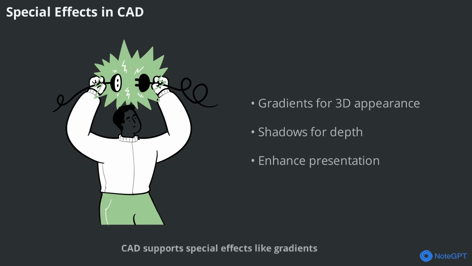CAD supports special effects like gradients and shadows to enhance visual presentation. Gradients suggest 3D surfaces and lighting, while shadows are produced in 3D rendering environments. In 2D, shadows can be simulated by offsetting filled shapes. These effects improve client proposals and architectural visualizations, communicating aesthetics beyond technical accuracy.